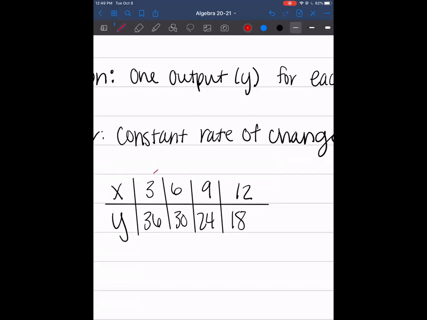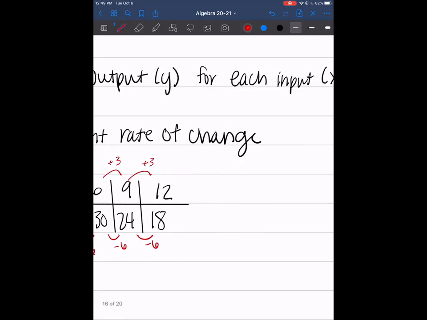from 3 to 6, that's just plus 3. 6 to 9, adding 3 again. 9 to 12, adding 3 again. So that's a constant rate of change as far as my x values. Now let's look at our y values. 36 to 30 is subtracting 6. 30 to 24, subtracting 6. 24 to 18, subtracting 6. So since the change of x and the change of y are constant going from each point to the next point, that means it's a constant rate of change, therefore linear.